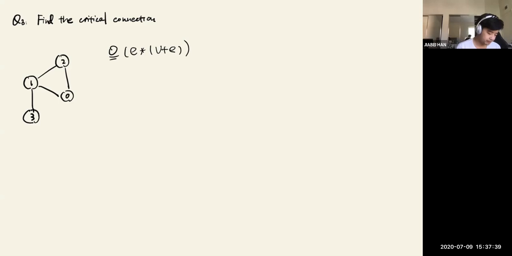Suppose there's an edge U to V here, and if this is critical, then what does that mean? That means, first we assume that U is the parent of V in the depth first search tree, and if this edge is critical, that means there does not exist any alternative route to reach U or the ancestor of U from V or the subtree of V.